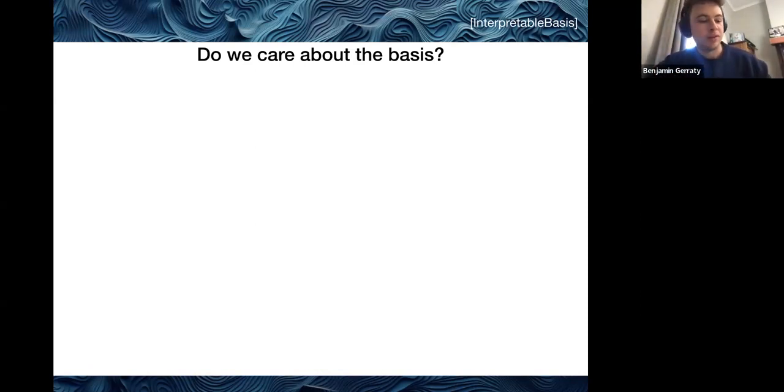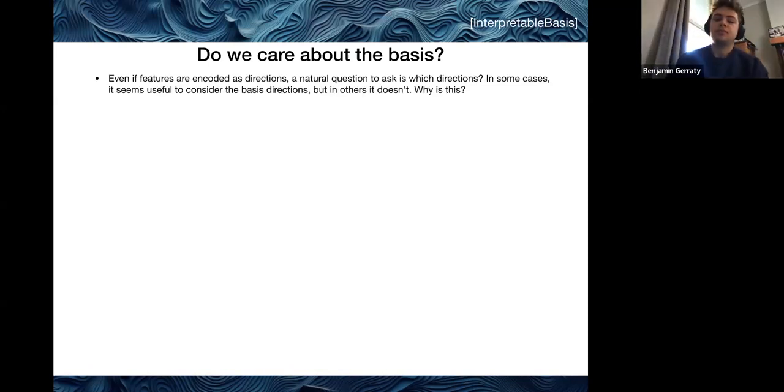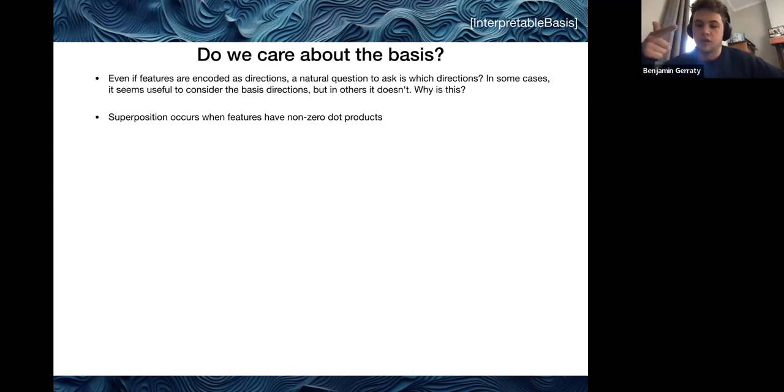Before, in that little bottom right image, I drew a dashed line with some basis. Do we care about it? Yes, because if we're embedding features in directions, it's natural to ask which directions. Does the basis matter? Does it not? Why? This idea of superposition occurs when we have non-zero dot products between these different features. Before I just showed two features in two dimensions, and they were orthogonal. They would have a zero dot product, so you could not make one as a linear combination of the other. And so those are both very much cleanly represented in their own local subspace.